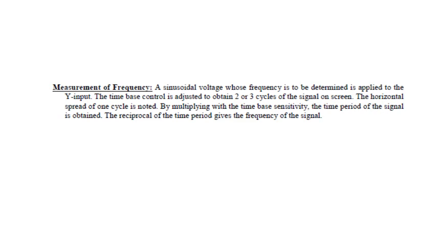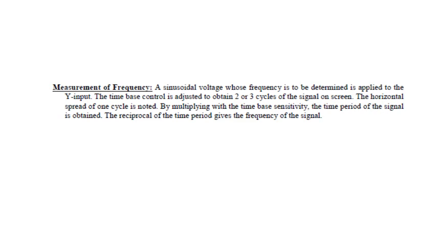We can measure frequency also. A sinusoidal voltage whose frequency is to be determined is applied on Y. Now the time-based control is adjusted to obtain 2 or 3 cycles in a signal. The horizontal spread is noted. Now if this is multiplied with time-based sensitivity, the time period of the signal is obtained. The reciprocal of time period is called frequency.